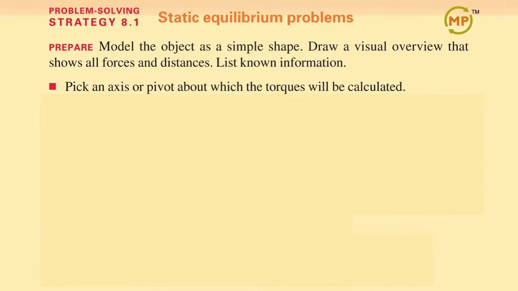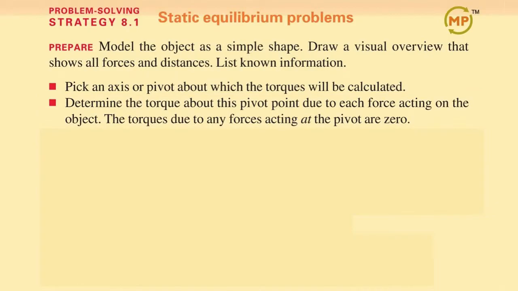Now this is, just like in the forces, the key part. You pick an axis, so you define where my x-axis is and my y-axis is, or a pivot about which the torques are calculated. So you get to pick one point in the problem that you think this thing would rotate around. And it can be anywhere. It's just that sometimes it's more convenient to choose certain points, and we'll talk about this. Then you determine the torque about that pivot point with each force. So this is a calculation of R, F perpendicular. Find all those terms, whether they're positive or negative. And the torques due to any forces acting at the pivot are always 0. So this again sounds like things that we've been practicing.